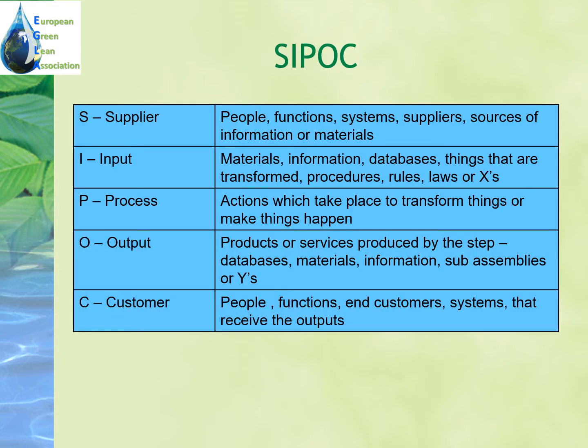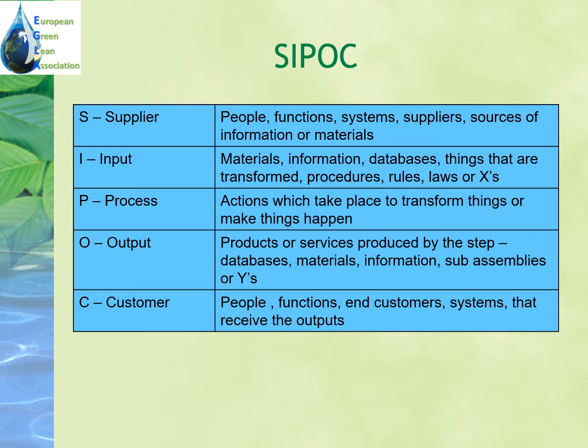SIPOC comes from the names on the left: supplier, input, process, output, and customer. So suppliers are all people, functions, systems, suppliers, sources of information, or sources of materials that are related to the process. Input then tells what is the actual input. Materials, information, databases, things that are transformed, procedures, rules, laws, even physical particles.